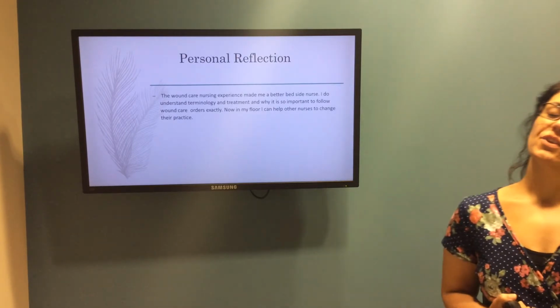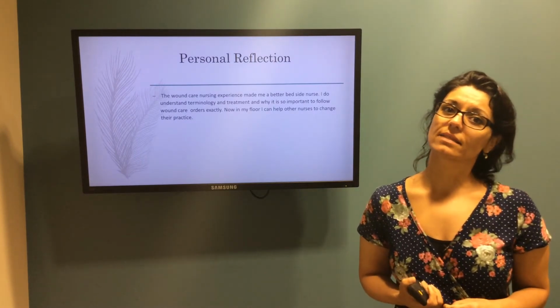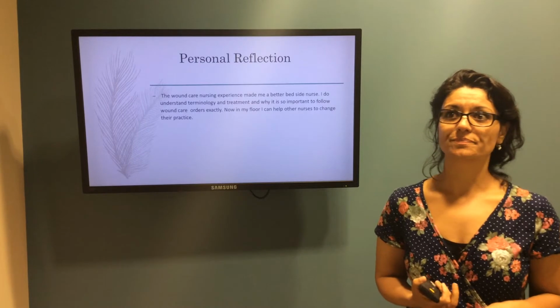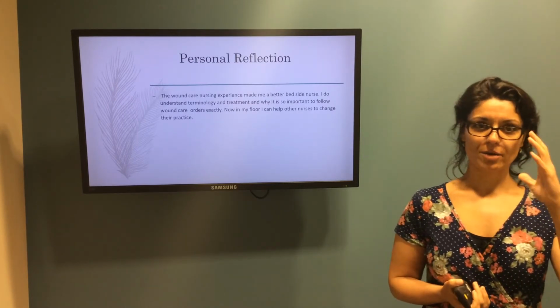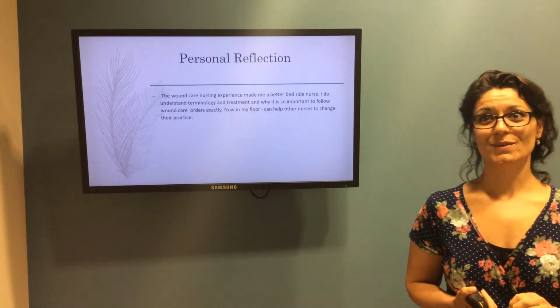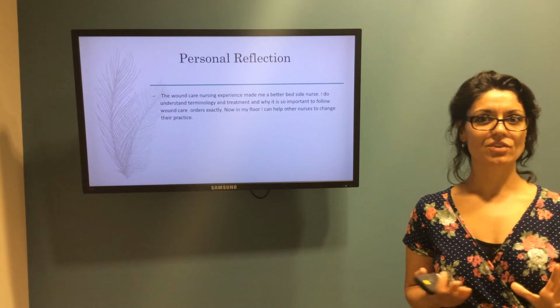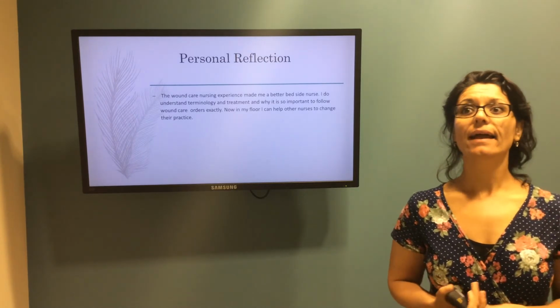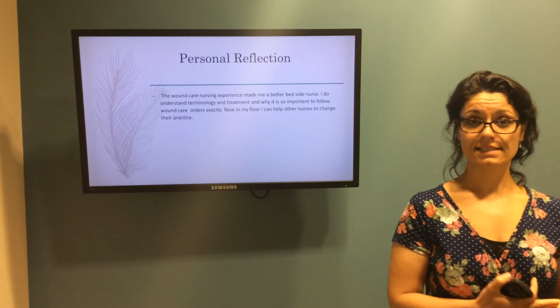Personal reflection on the wound care practicum site was important to me because it made me a better nurse, a better bedside nurse, and I do understand the terminology of wound care nursing now. When I see skin conditions, I know which kind of treatment could be better and why. It is so important to follow wound care orders exactly.